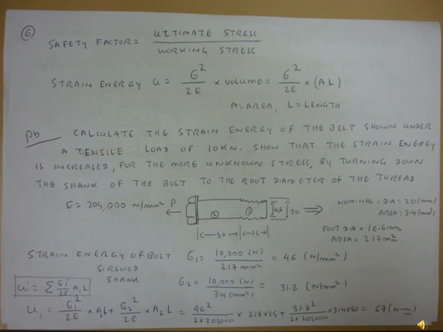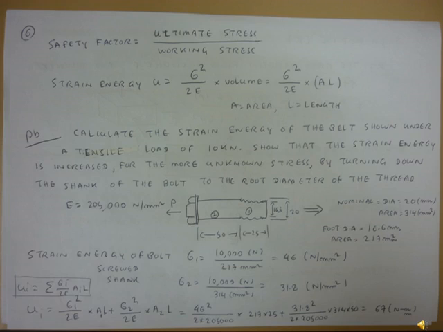Calculate the strain energy of the bolt shown under the tensile load of 10 kilonewton, and show that the strain energy is increased for the same maximum stress by turning down the shank of the bolt to the root diameter of the thread. So we have to calculate the strain energy, and in the diagram we are provided with the bolt.